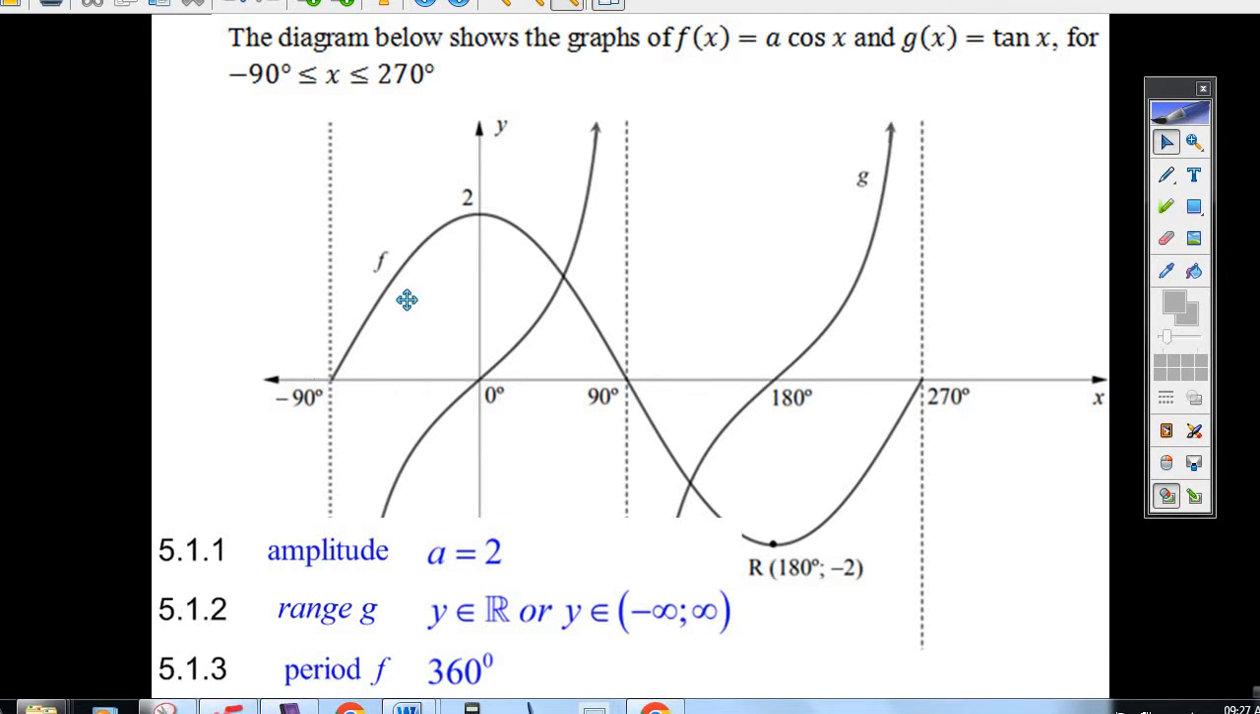And what's the period of the cos graph? It goes from minus 90 to 270. That's 90 plus 270. It's got a period of 360 degrees. And that's all there is to it.